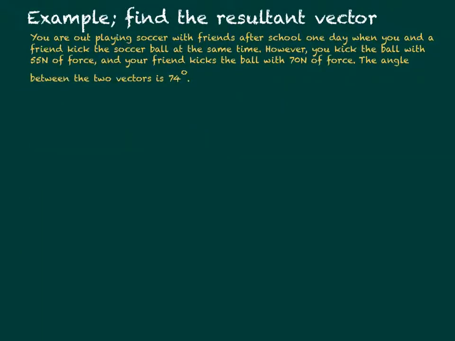This last one is a lot more like the first one. You are out playing soccer with friends after school one day when you and a friend kick a soccer ball at the same time. However, you kick the ball with 55 newtons of force and your friend kicks the ball with 70 newtons of force, and the angle between the two vectors is 74 degrees. So you're kicking the ball 55 newtons, your friend's kicking the ball 70 newtons, and this is 74 degrees. And we need to figure out the resultant vector.